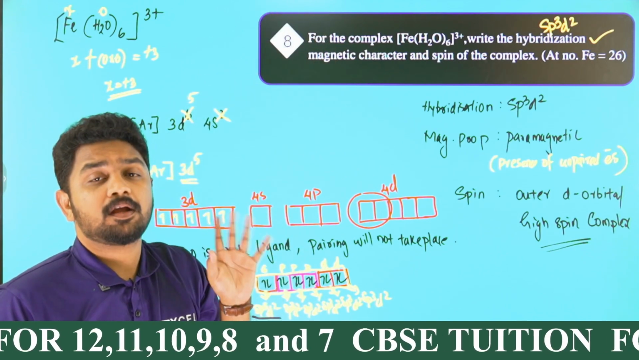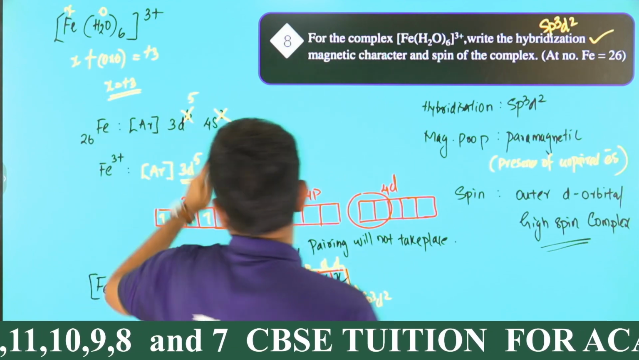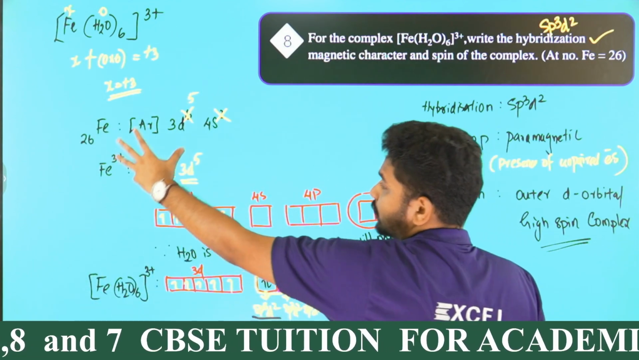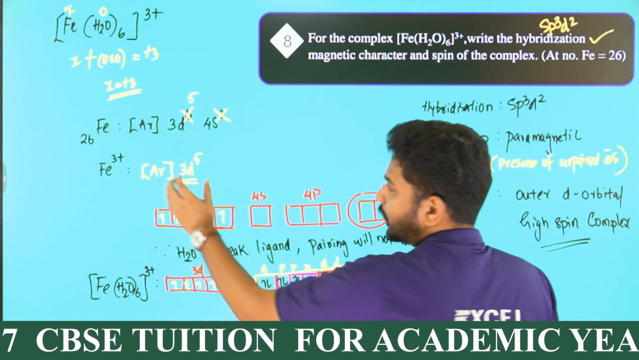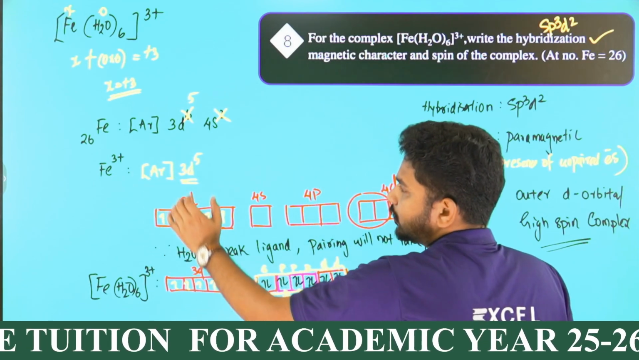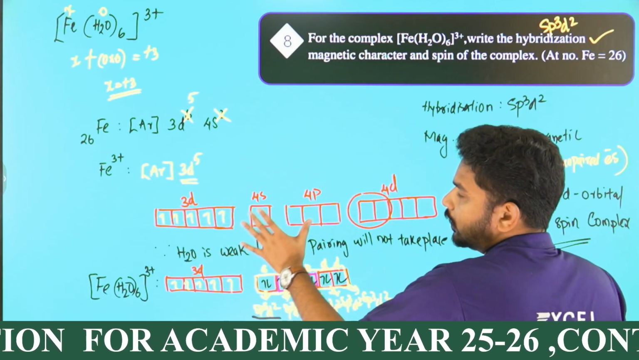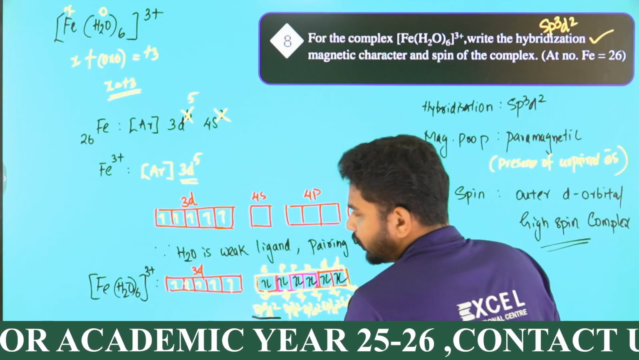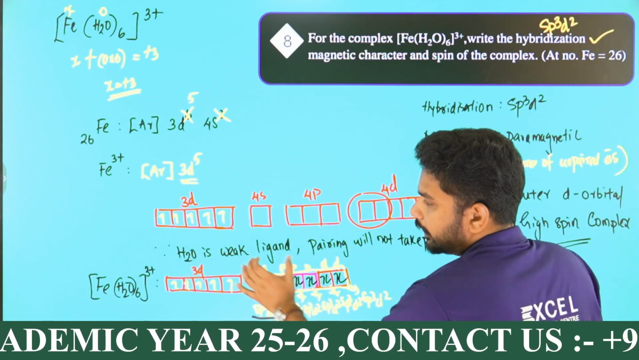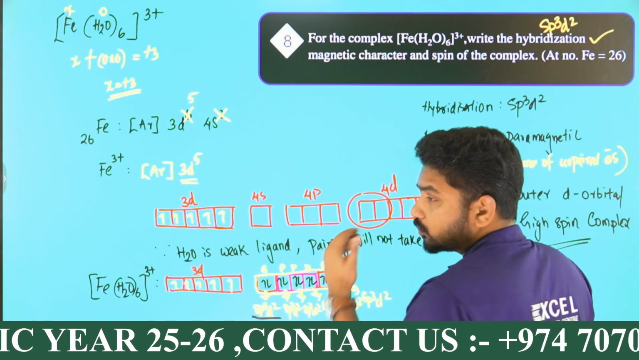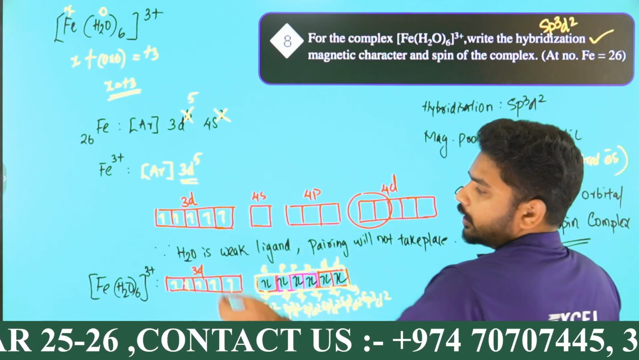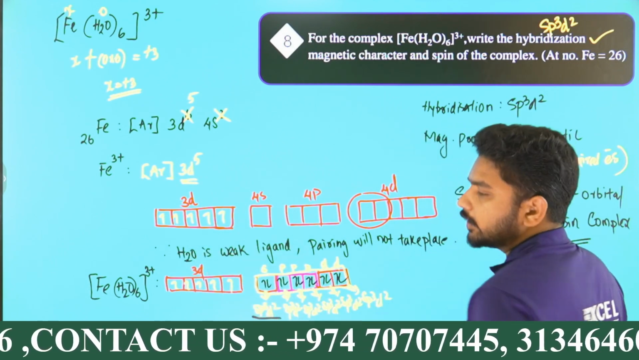Whenever they are asking hybridization, please follow these steps. First, find the oxidation state. From the oxidation state, write the electronic configuration. From the electronic configuration, draw the orbital diagram. After drawing the orbital diagram, check the nature of the ligand. If it is a strong ligand, pairing will take place, and if it is a weak ligand, pairing will not take place.